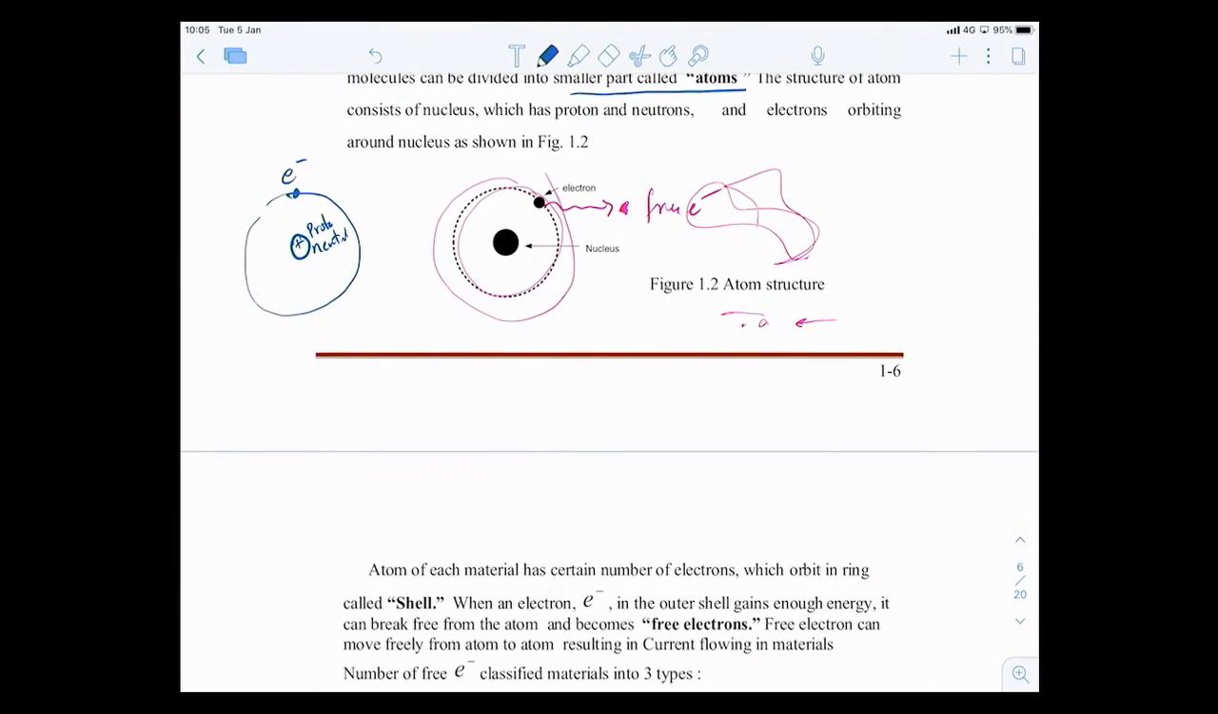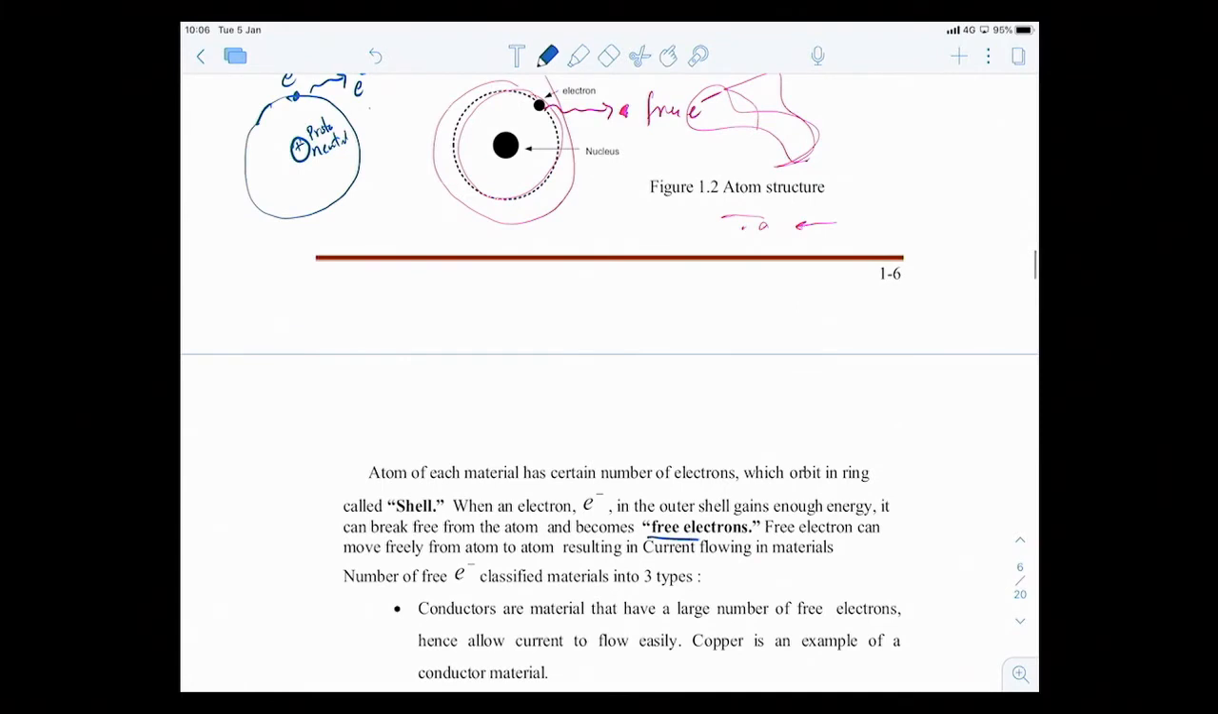The electrons stay in a shell. But whenever an electron receives some kind of force with enough energy, it can kick the electron out of its orbit or bonding, and this electron becomes what is called a free electron. If there are a lot of these free electrons moving around, it would result in current moving in certain directions. It would result in currents.